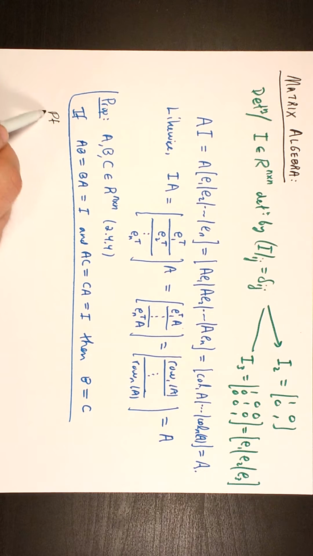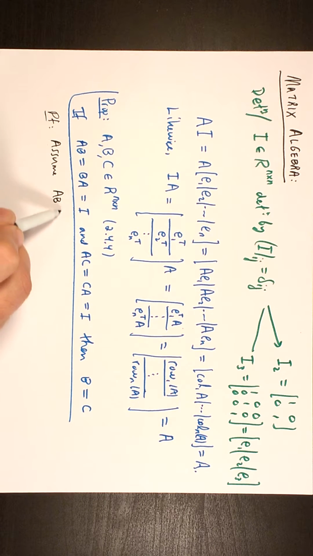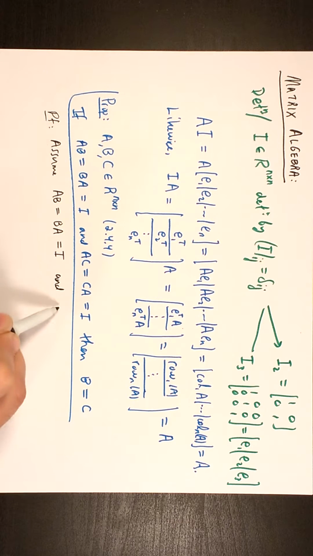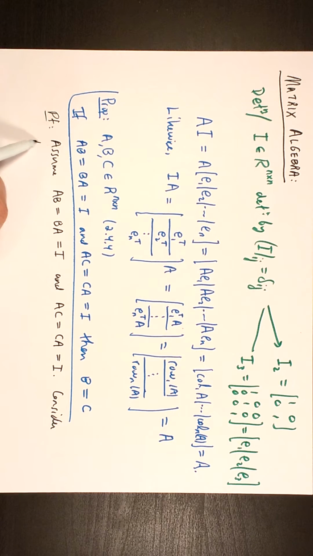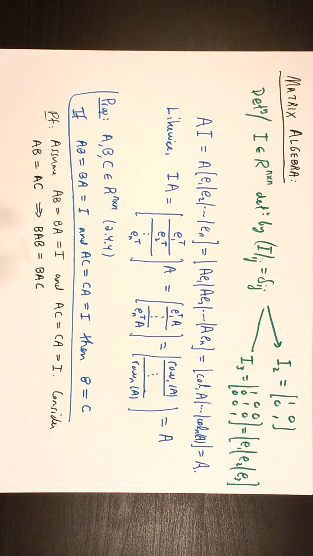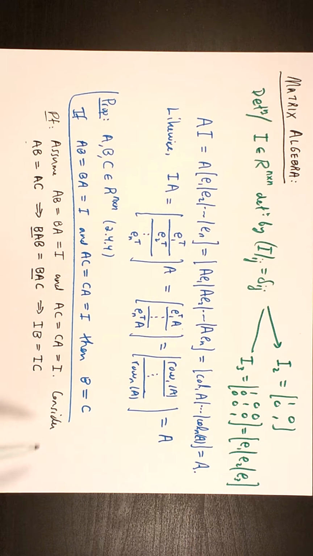So assume that AB is equal to BA is equal to I, and AC is equal to CA is equal to I. Consider then that AB would be equal to AC, because I is equal to I, so this is equal to that. Now, multiply this on the left by, let's say, B. So what I get is BAB is equal to BAC. Aha. But remember, BA is the identity matrix, so I get I times B is equal to I times C. But we just proved that I times any matrix is the matrix again, so that gets you B is equal to C, and there you have it.